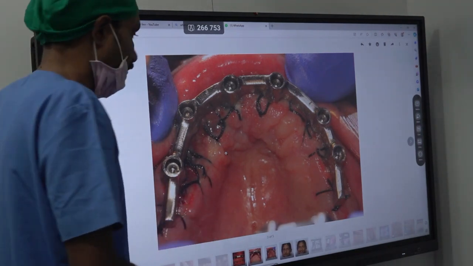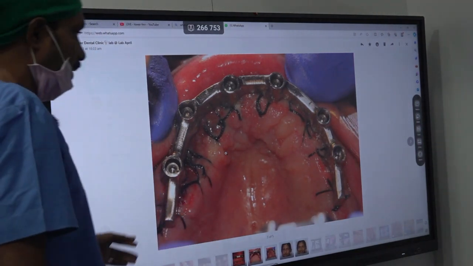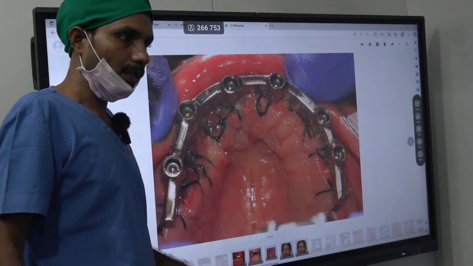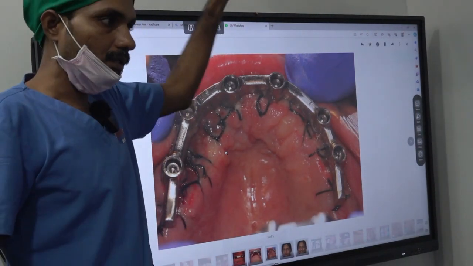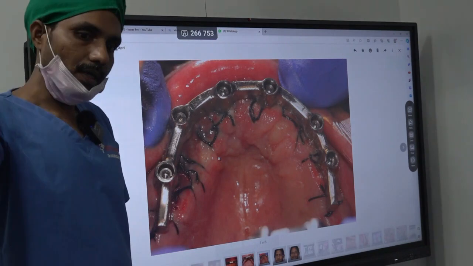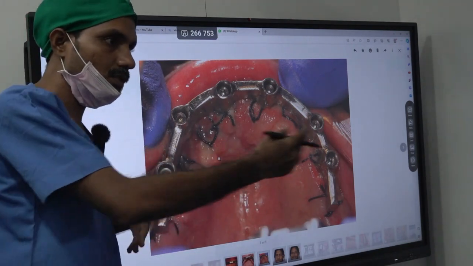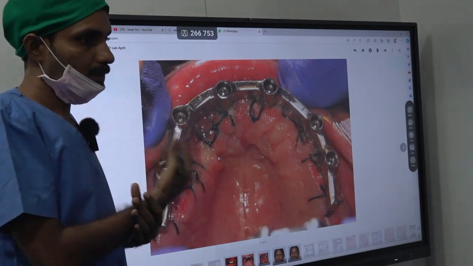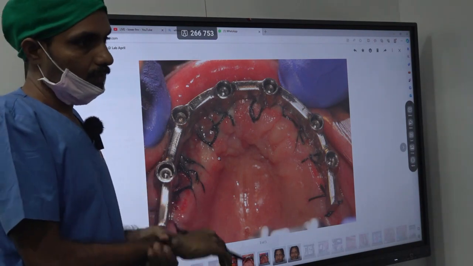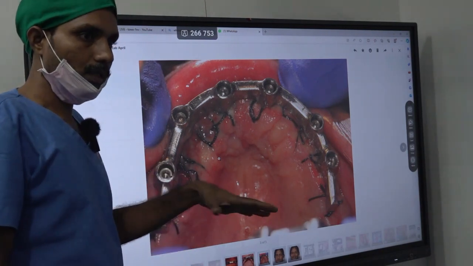Yes, yes. And also when the inter-implant distance is more, when a pterygoid implant is there and a canine implant is here, a lot of distance between the implants, it's better to go for a titanium bar. So the titanium bar is used more in conventional implants.